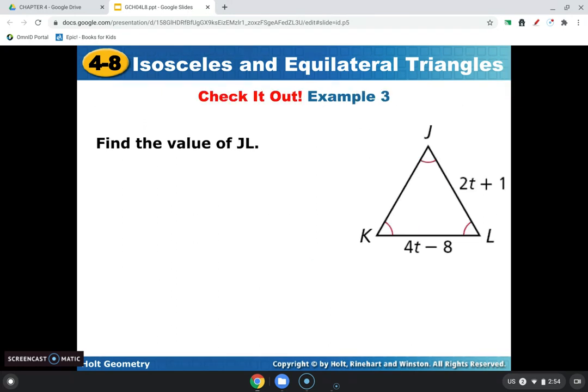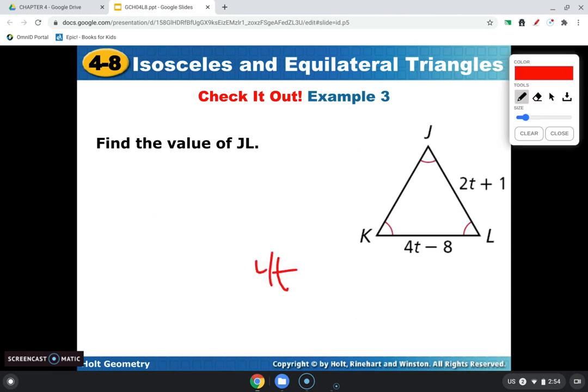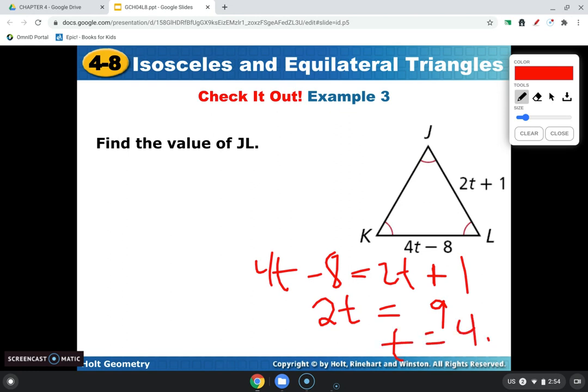Find the value of JL. Well, if it's equiangular, it's also equilateral. So we can set 4t minus 8 equal to 2t plus 1. So add 8 to get 9, subtract 2t from 4t. So that gives you 2t equals 9, so t equals 4.5. Plug that back in, they're all the same, so it doesn't matter which one you get. 4.5 times 2 is 9, plus 1 is 10. So all the sides would be 10. Okay?